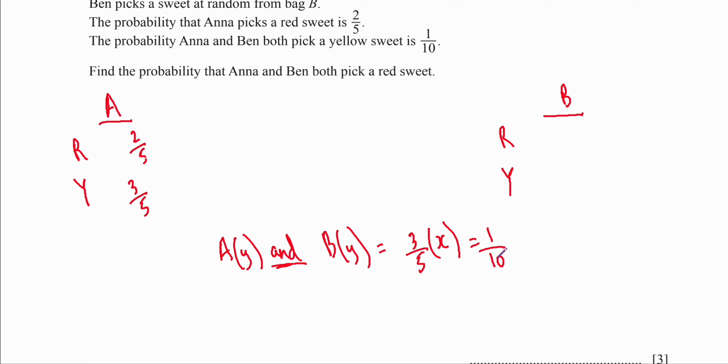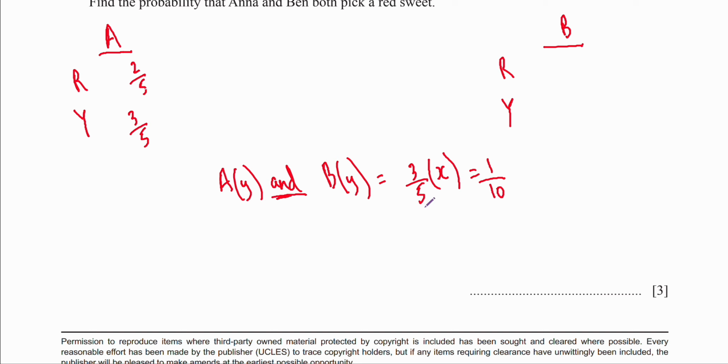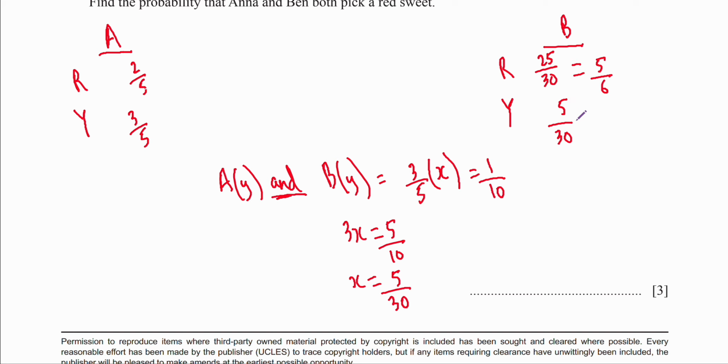That's given to us. Well, what can we do? This is just an equation that we need to solve. So now we multiply by 5 on both sides. So you would get 3x is equal to 5 over 10. And then you can divide by 3, so you get x is equal to 5 over 30. So the probability of picking a yellow sweet is now 5 over 30. This means that the red sweet would be 25 over 30. Because again, these will have to add up to 30 over 30. Well, you could simplify this. This is just 5 over 6. And this is just 1 over 6. This is just simplifying the thing.